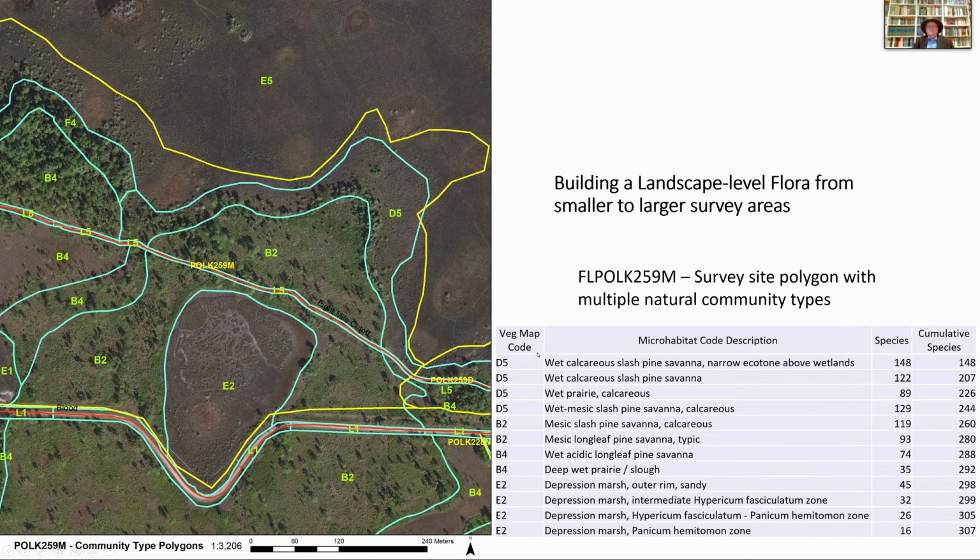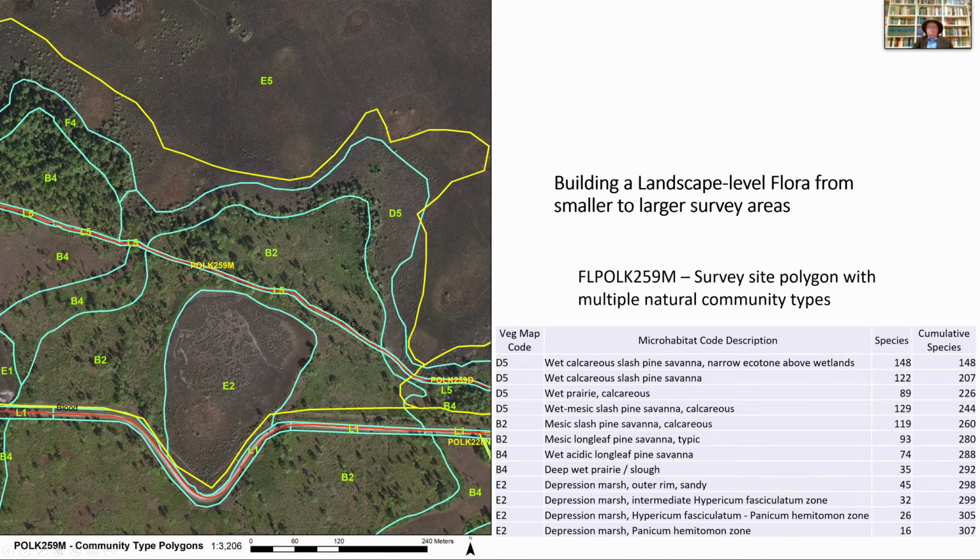And so as I looked at different microhabitats within that D5 vegetation polygon, I'm getting a number of species recorded from each one, and then a cumulative as I keep adding community types. Once I've gotten through that D5 polygon, I have 244 species recorded. I'll add the adjacent mesic calcareous pine savanna, and then the mesic longleaf pine savanna that's not calcareous above it in the B2 polygon. I'm now up to 288 species.